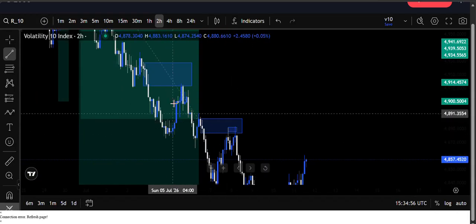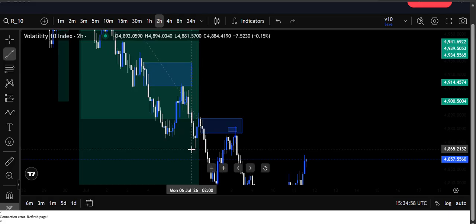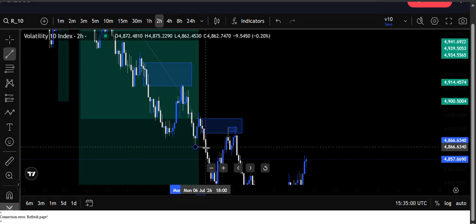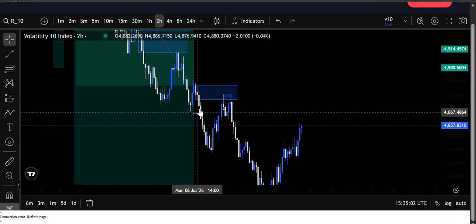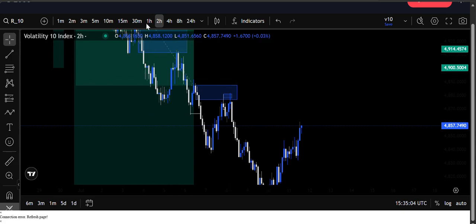Okay, so price sold, it retraced, and then it broke another structure here to the downside. So when price broke this structure to the downside, this is another zone. I can refine this zone to our 1 hour time frame.